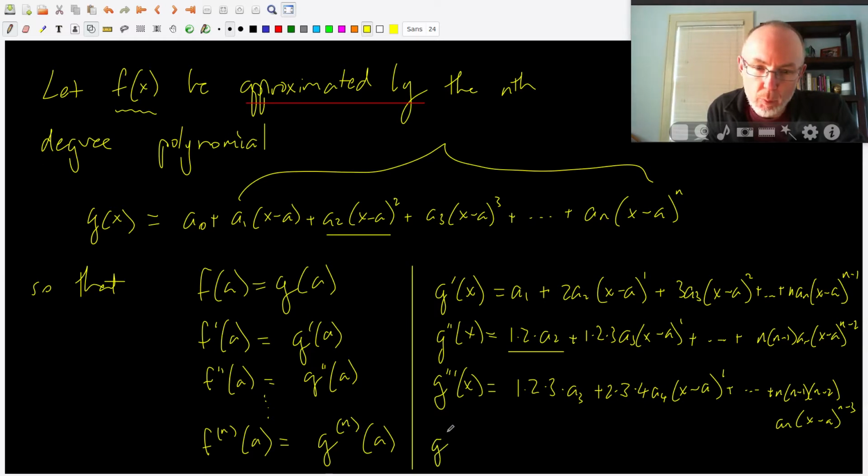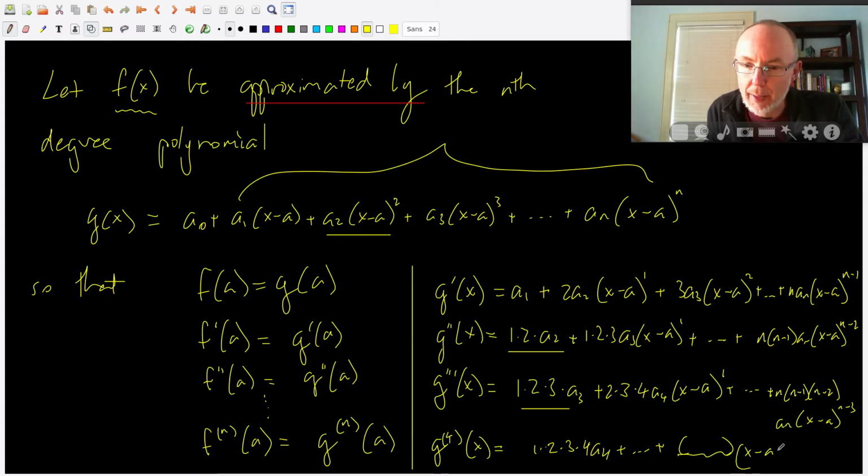So the next one, the fourth derivative, just to write down the last one, is going to be, well, this is now a constant, so it's just going to be 1 times 2 times 3 times 4, a4, plus some other terms, and then the last term is going to be some numbers, but then there's going to be an x minus a to the power of, well, that's n minus 4.